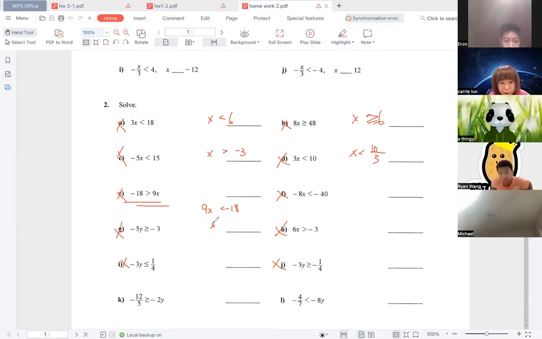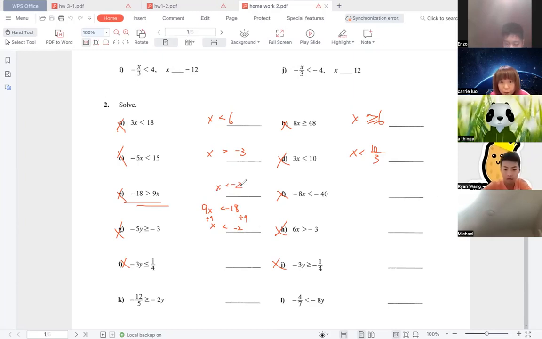So this x is what? It's divided by 9. So both the left side and right side are divided by 9. So it's -2. So do we divide by any or times any negative number? No. So that's why it's still smaller than. So x is smaller than -2. Understand?